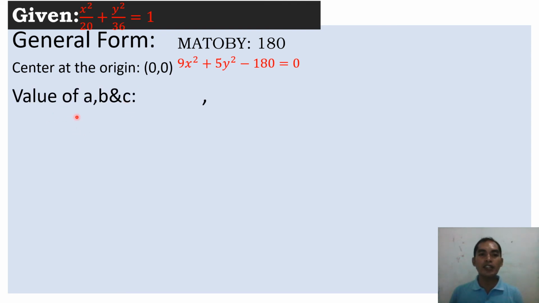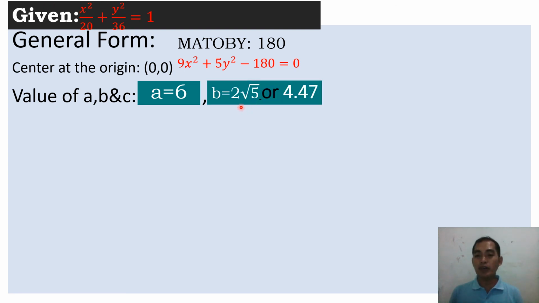How to get the value of A, B, and C? A is the square root of the bigger number sa denominator ng standard form. 36. So therefore, A equals 6. B is the smaller, so 20. Square root of 20 is square root of 4 times 5. Square root of 4 is 2 times the square root of 5 or 4.47.